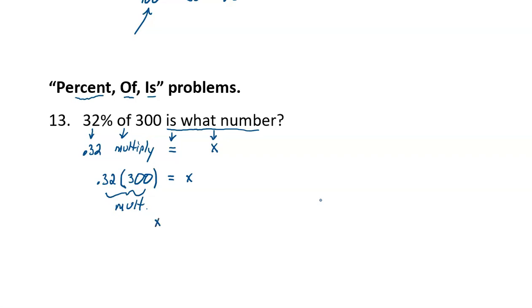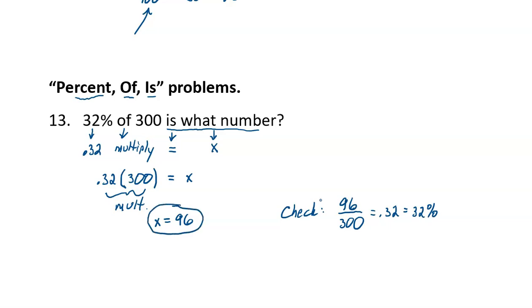X equals 96. 32% of 300 is 96. There's a way to check your answer. Is 96 of 300 32%? So take a calculator and go 96 out of or divided by 300. That's the decimal 0.32, which is 32%. So the answer is 96.